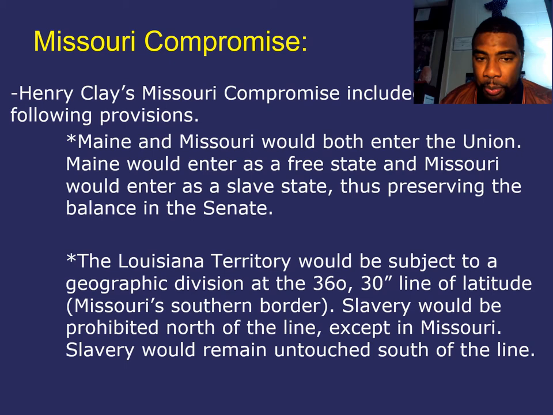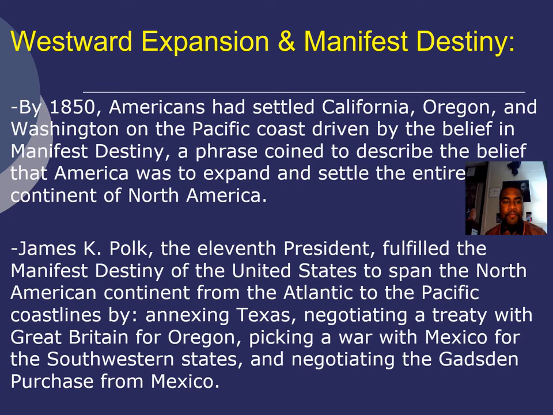All right, westward expansion and manifest destiny. By 1850, America had settled California, Oregon, and Washington on the Pacific coast, driven by the belief in manifest destiny, something that we talked about prior. A phrase coined to describe the belief that America was to expand and settle the entire continent of North America.